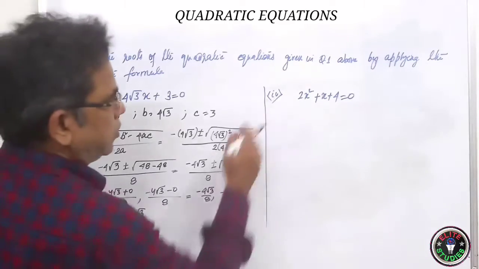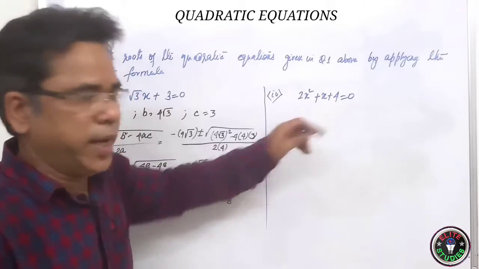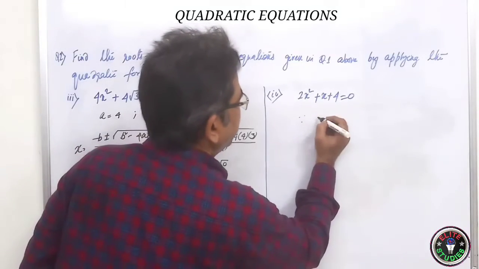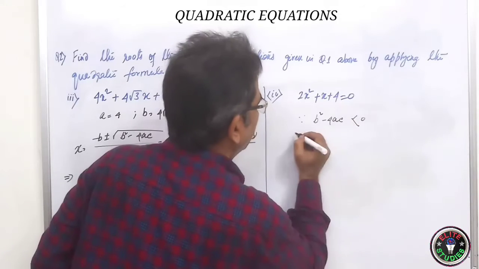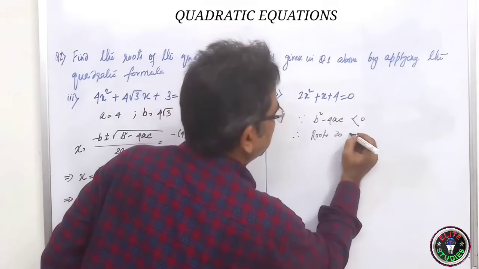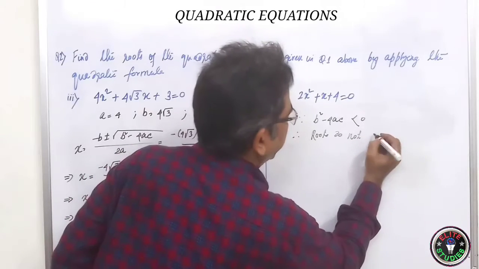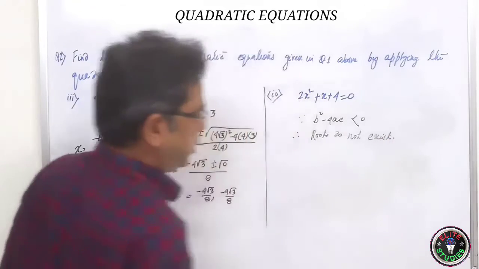Now here, as we have already found out in the previous question, since b square minus 4ac is negative, since b square minus 4ac is less than 0, therefore roots do not exist. Roots do not exist.